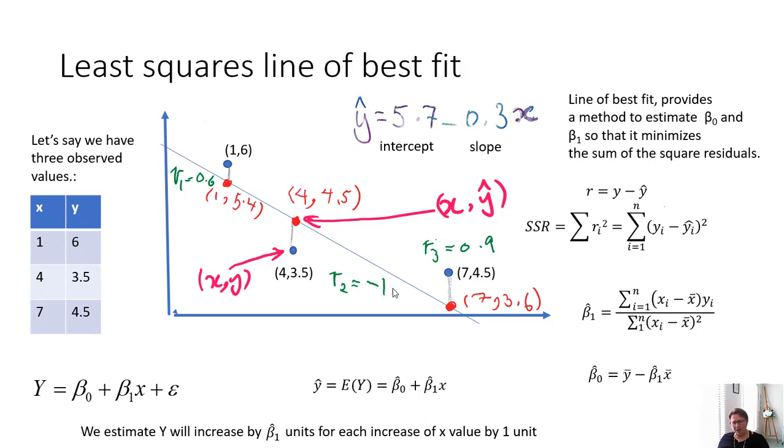So the line of best fit provides a method to estimate beta 0 and beta 1 so that it minimizes the sum of the squared residuals. See, when you have got the line of best fit, you can see that this is the observed value that we have got here. But on the line of best fit, we have got the point, the red point here. All right? And then the red point, the fitted value for this blue dot, is in here.